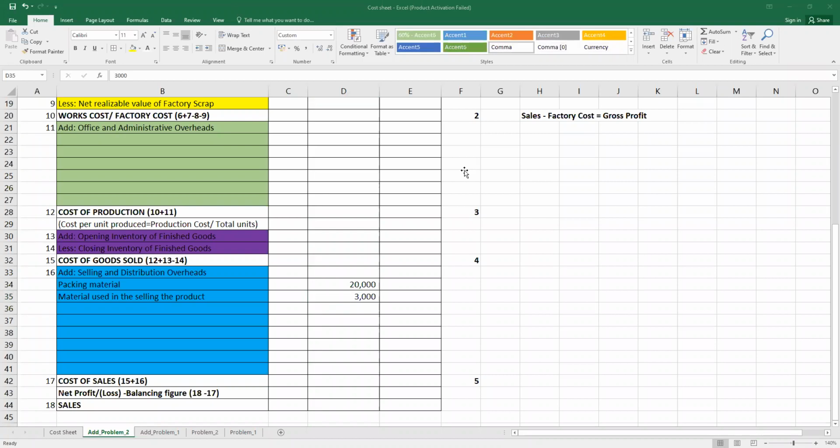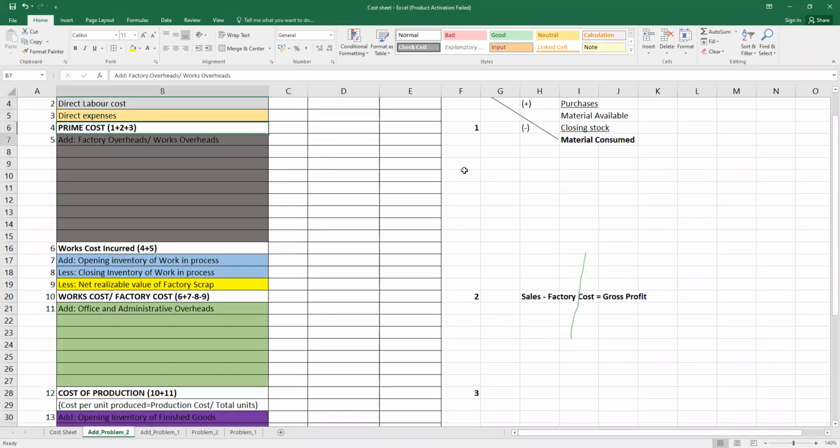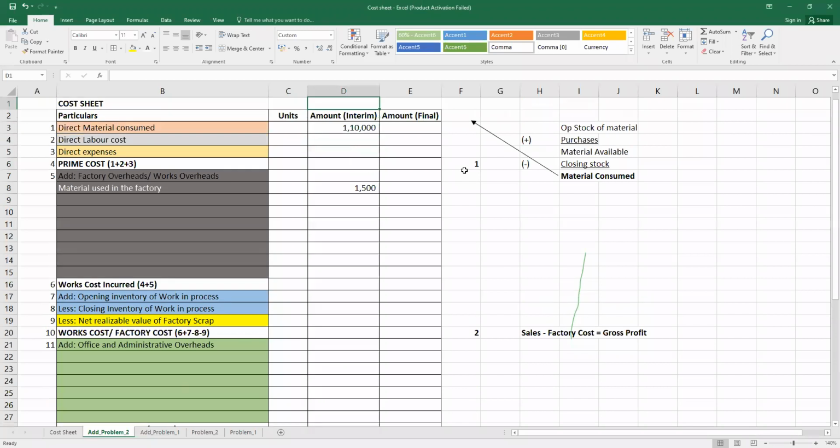Material used in the factory. How much it is? 1,500. Yeah. फैक्ट्री में लिख देते हैं मटेरियल यूज इन द फैक्ट्री. इनर कॉलम में लिख देंगे 1,500. इसके बाद है प्रोडक्टिव वेजेस 30,000 which are direct labor. 30,000 लिख दिया.